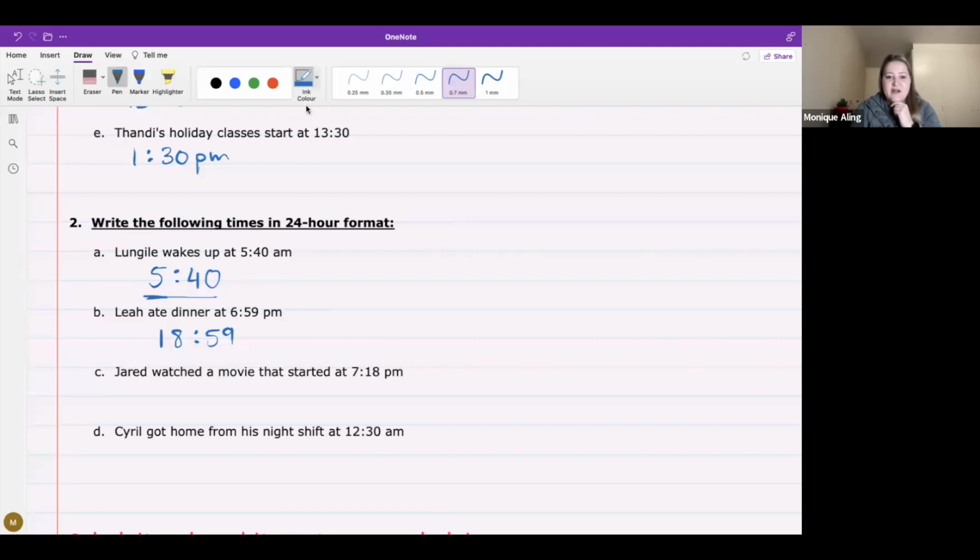How do we write that in 24-hour format? Great, you guys know this. This is amazing. Well done. Okay, 19:18. So we can see by the 19 that it's in the evening. We don't need to write PM.